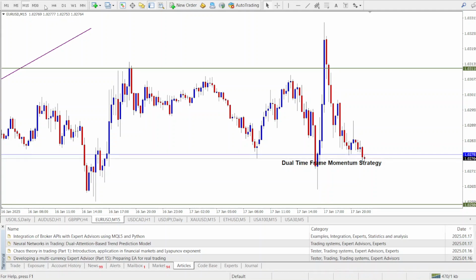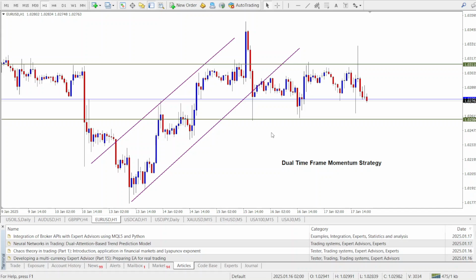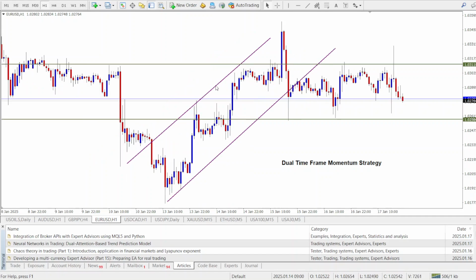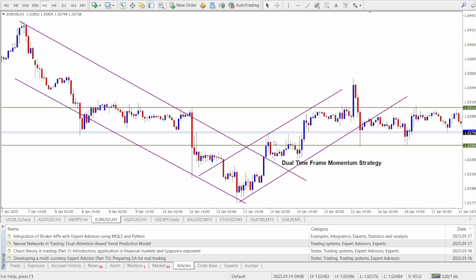Now let us start with the first step, identifying momentum on a higher time frame. You could use the 1 hour chart, the 4 hour chart, or even the daily chart, depending on your trading style. What you're looking for here is the trend direction. Are we in an uptrend, a downtrend, or a ranging market? That's the question you should be asking. In an uptrend, you will notice higher highs and higher lows. In a downtrend, you will notice lower highs and lower lows.